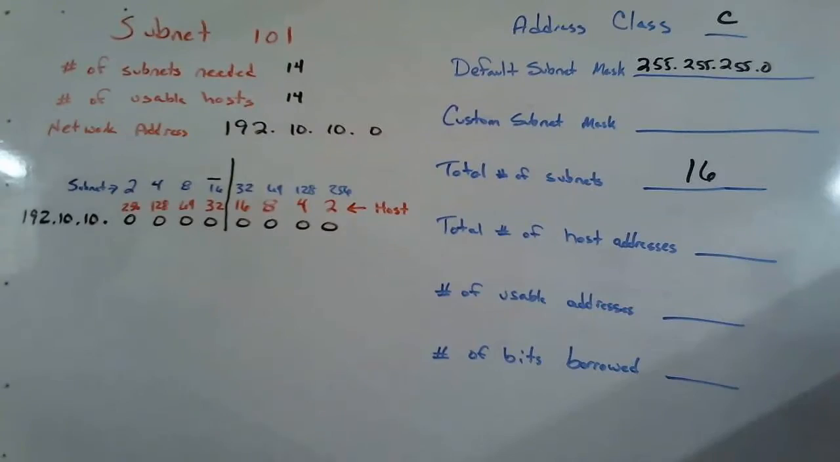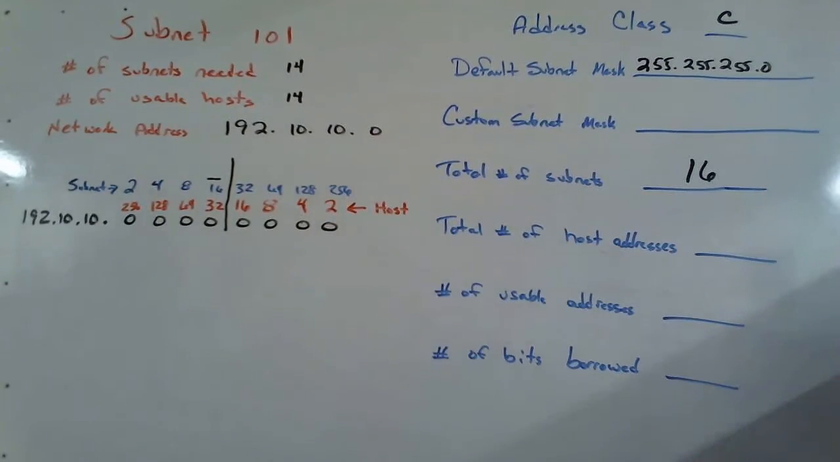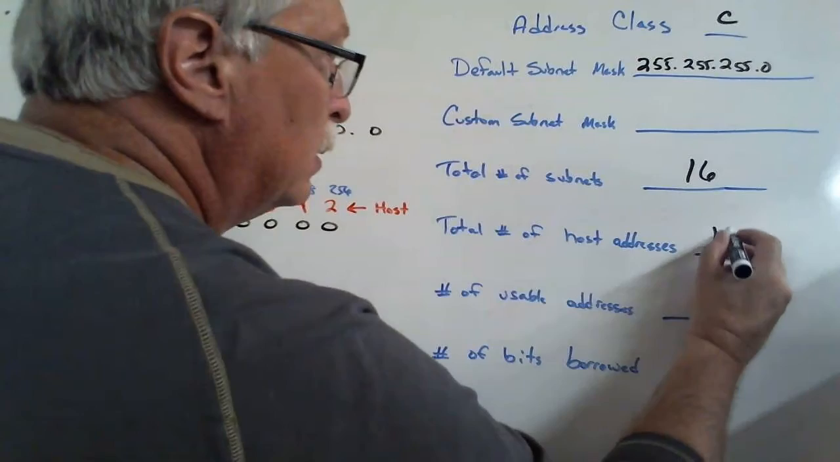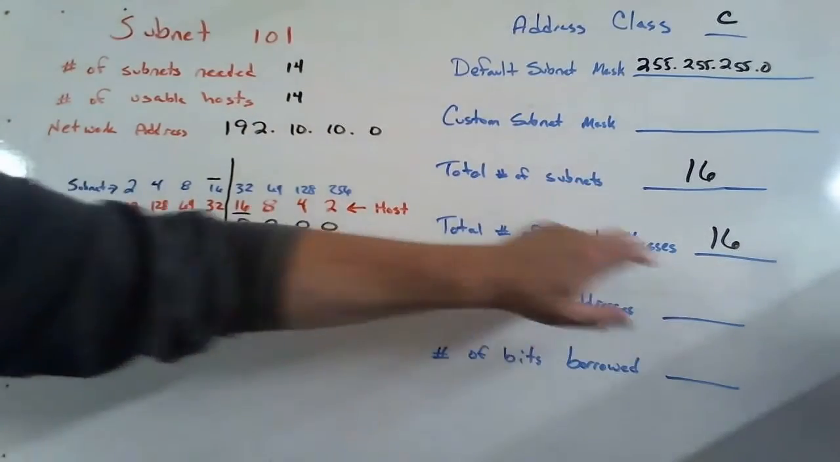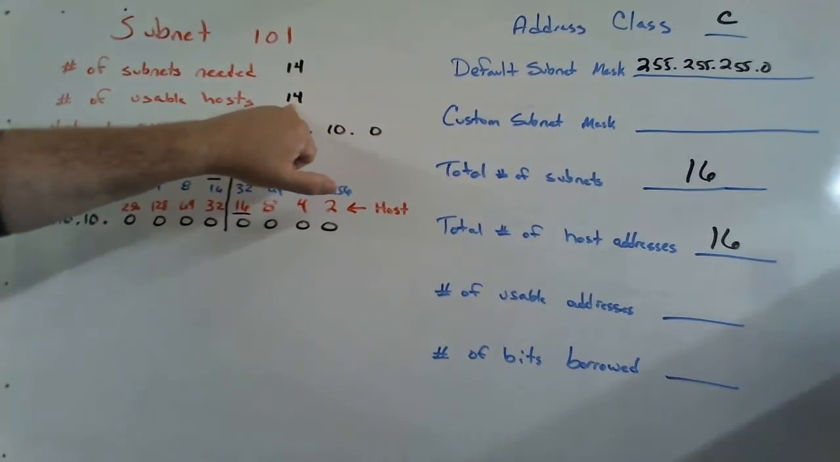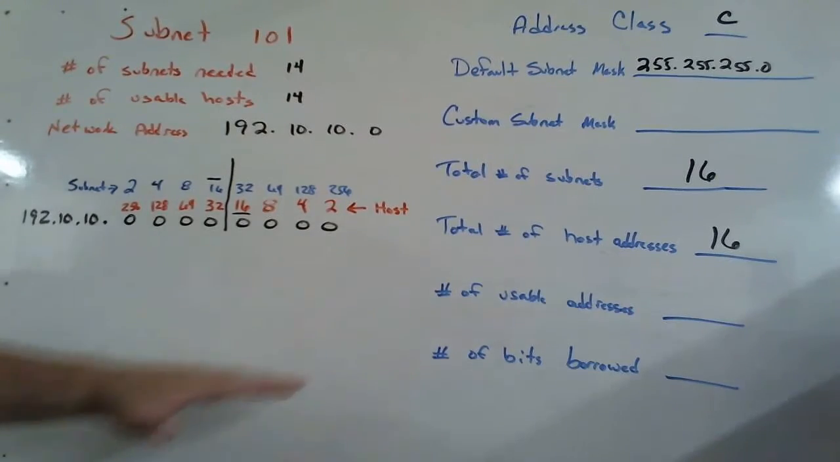So we have the total number of subnets being 16. The next question is the total number of host addresses. Well, here's the host. This time we're going the opposite direction. What's the number before the line? Happens to be 16. Therefore, my answer is 16. Now I'm going to pause here for just a moment and say we have 16. Can we get 14 out of that? I believe we can. Which brings us to our next question.